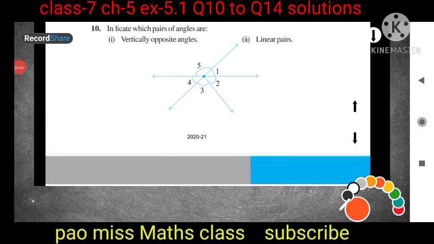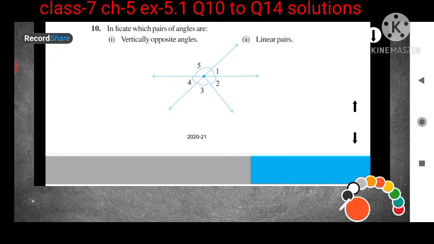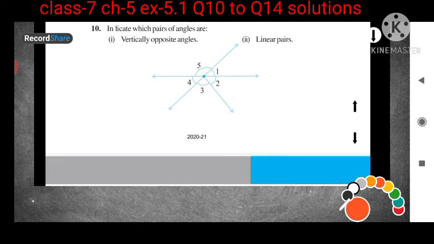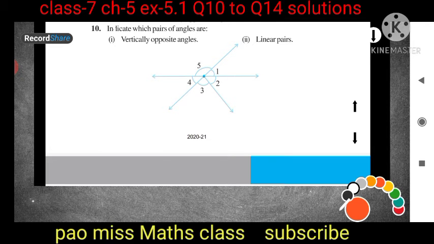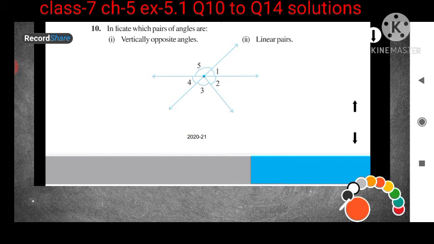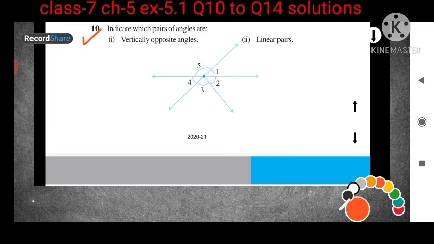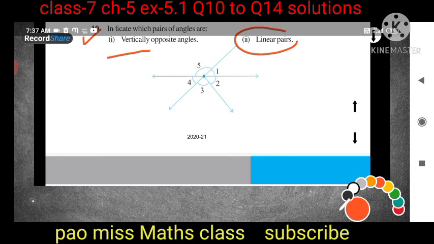Today in this video I will cover class 7 maths chapter number 5, lines and angles, question number 10. Till question number 9 we have completed, isn't it? So here I will cover from question number 10. Question number 10 is given. Indicate which pair of angles are vertically opposite, okay? And the second one is given, linear pair.